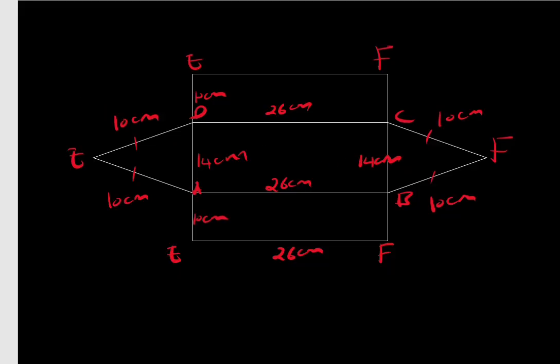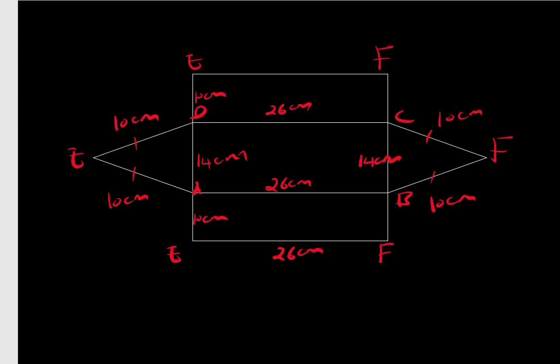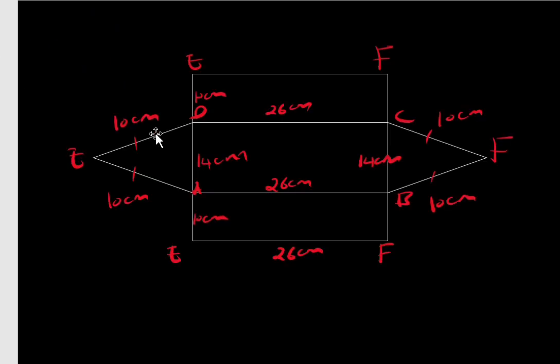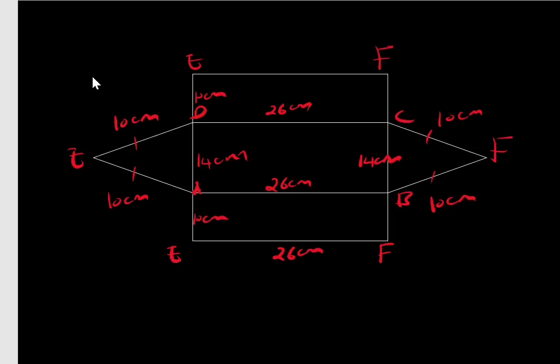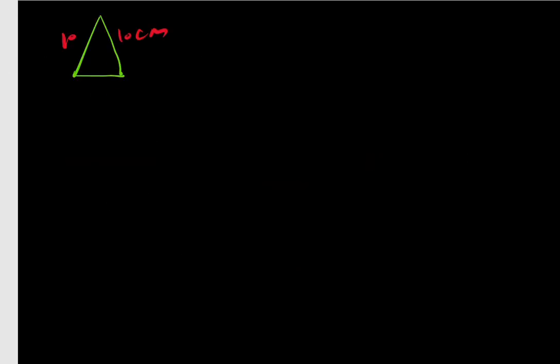So I'm going to calculate the area of the faces. We have 1, 2, 3, 4, 5, so we have 5 faces. We're going to start with the triangle. The triangle is here, an isosceles triangle. The equal sides are 10 centimeters, 10 centimeters, and the base is 14 centimeters.